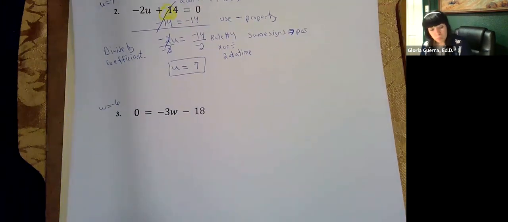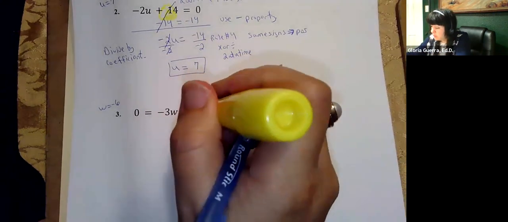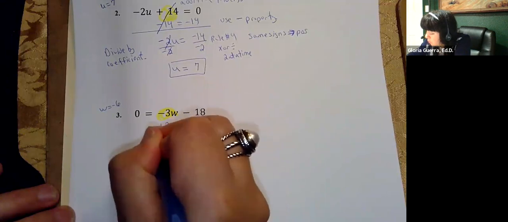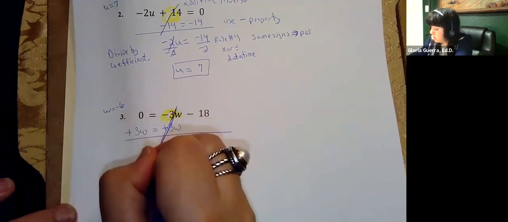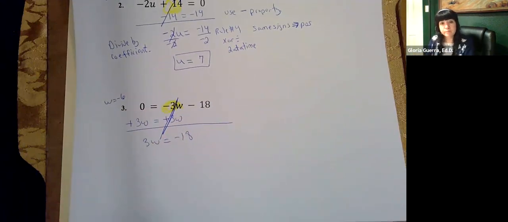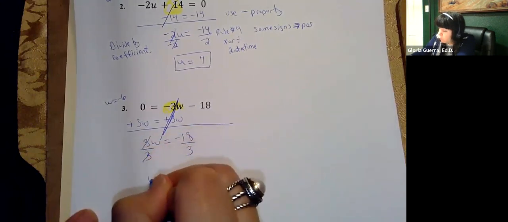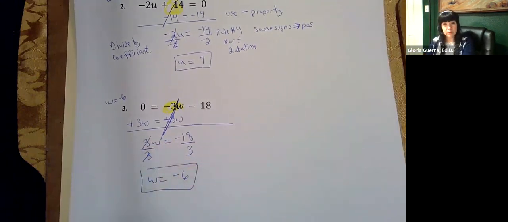Okay, three. There's a couple ways you can do this. One thing you can do is move either the minus 3W or the minus 18. I'm going to move the minus 3W and use opposites on it, plus 3W. These will fall out. 0 plus 3W equals negative 18. Then I'm going to divide both sides by 3, and minus 18 divided by 3 is minus 6.